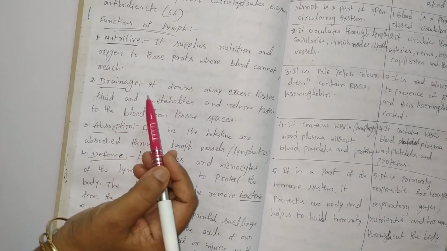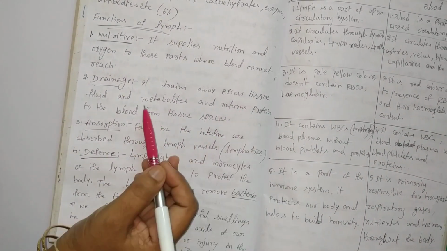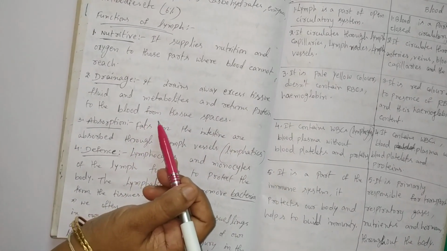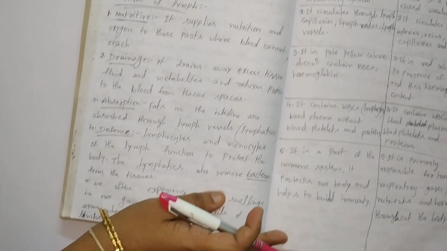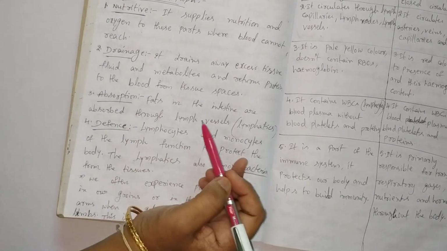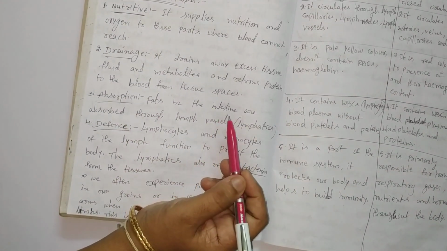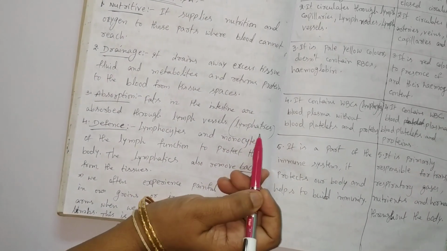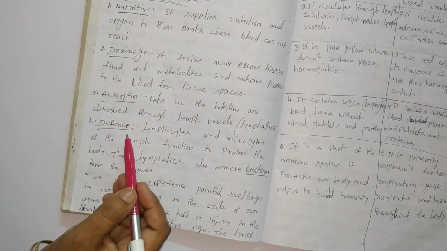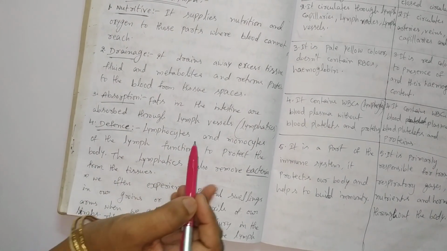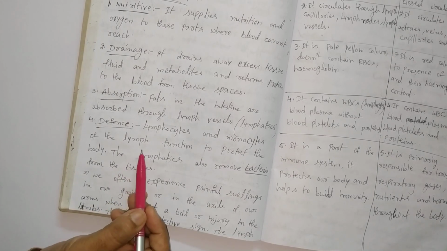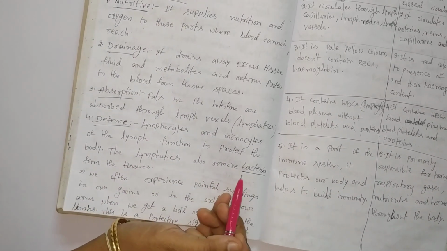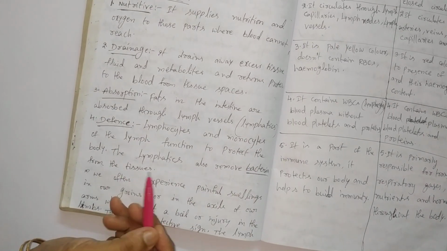Next, drainage. It drains away excess tissue fluid and metabolites and returns proteins to the blood from tissue spaces. Third one, absorption. Fats in the intestine are absorbed through lymph vessels, which are also called lymphatics. Defense. Defense means protection. Lymphocytes and monocytes of the lymph function to protect the body. The lymphatics also remove bacteria from the tissue.